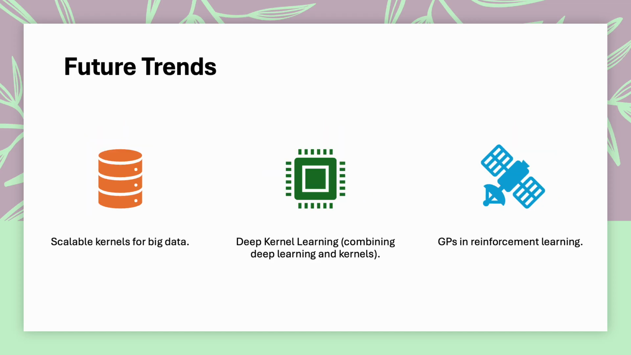The future trends: scalable kernels for big data, deep kernel learning, combining deep learning and kernels, and GPs in reinforcement learning. So I strongly suggest you conduct a little research on Google Scholar or IEEE Xplore, or use a library to find these topics and research each with an example for your learning. This will allow you to find out how these are utilized in the industry.